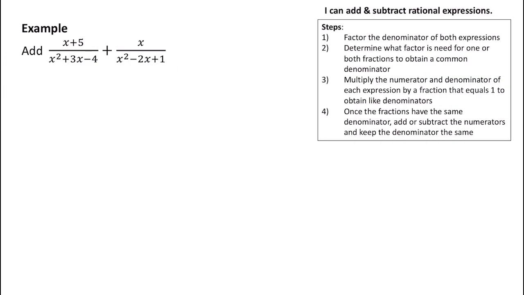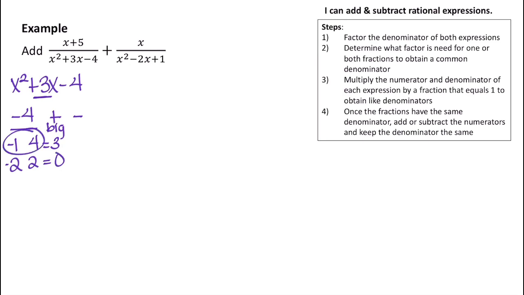So we're going to start off by factoring both denominators. Let's factor x squared plus 3x minus 4. We have minus 4, which is negative, so we need a positive and a negative factor. 3 is positive, so we're going to make the bigger factor positive. So we have 1 and 4, and we make 1 negative, and then we have 2 and 2 and make 2 negative. Negative 1 and 4 is 3, negative 2 and 2 is 0. So negative 1 and 4 are the correct combination. So we have x minus 1 times x plus 4.